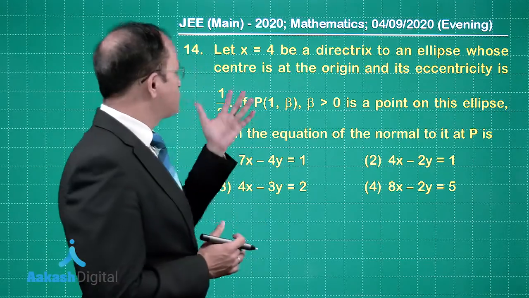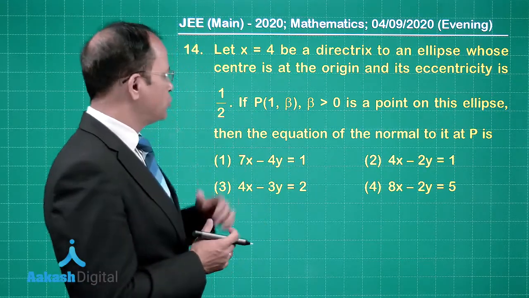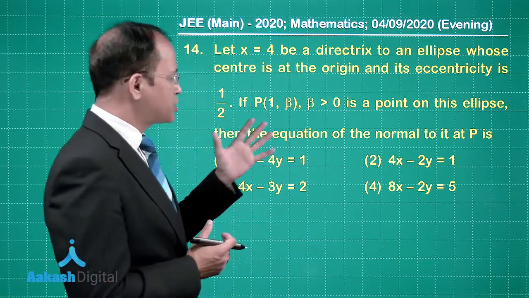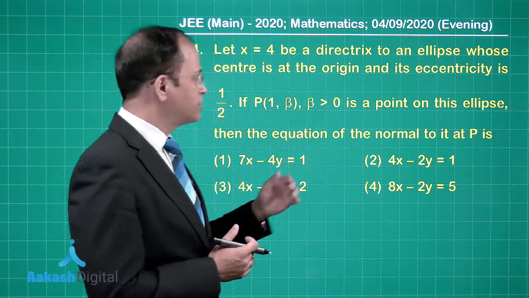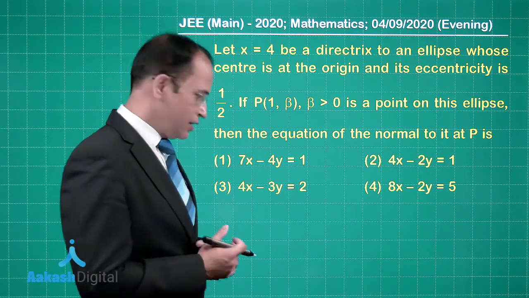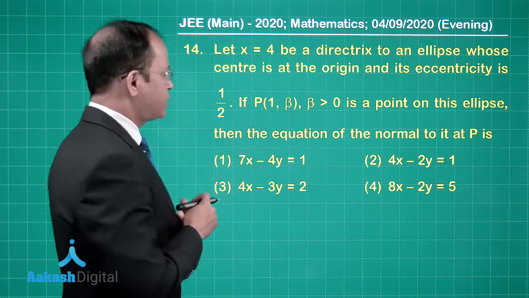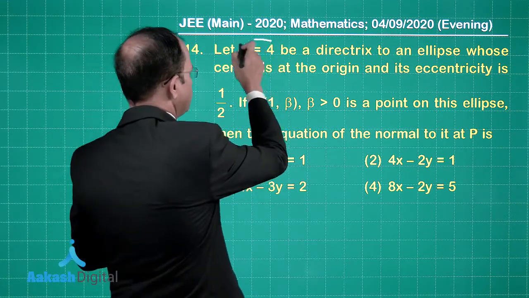Now let's talk about this problem. Question number 14. You have been given x is equal to 4 as the equation of the directrix to an ellipse whose center is at the origin and its eccentricity is half. So you can see in the first statement we have been given many things. You have been given x is equal to 4, right?